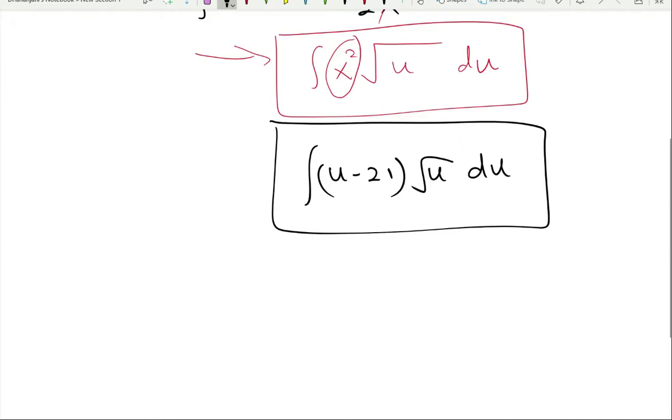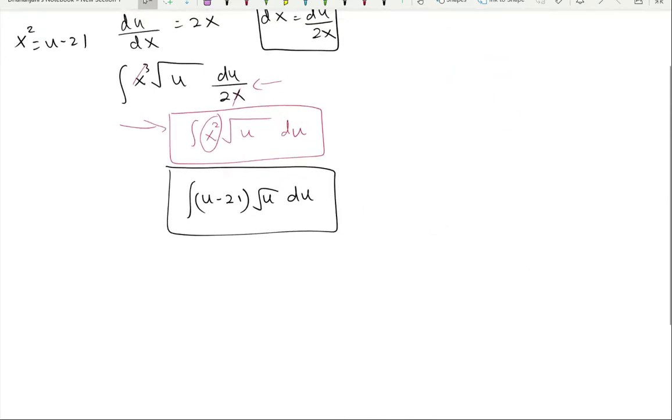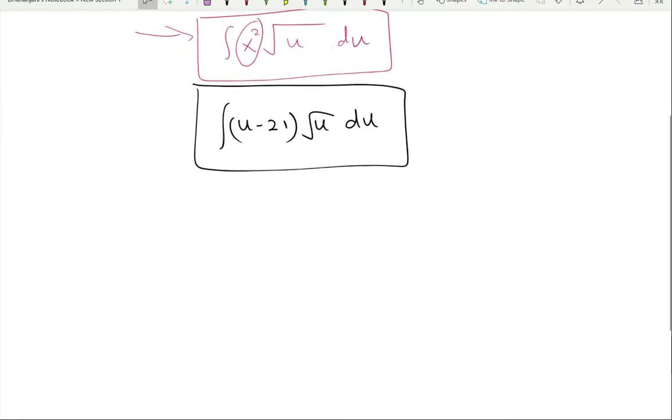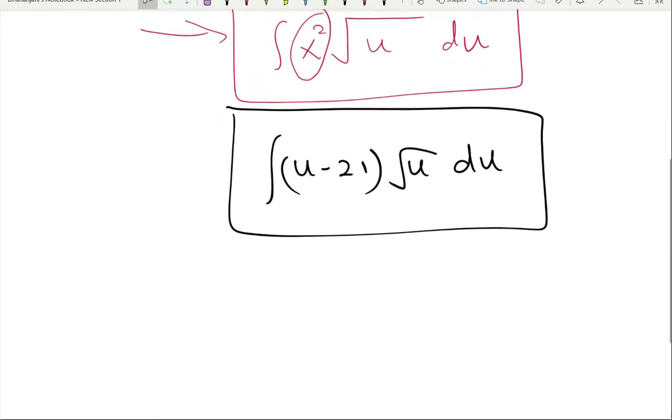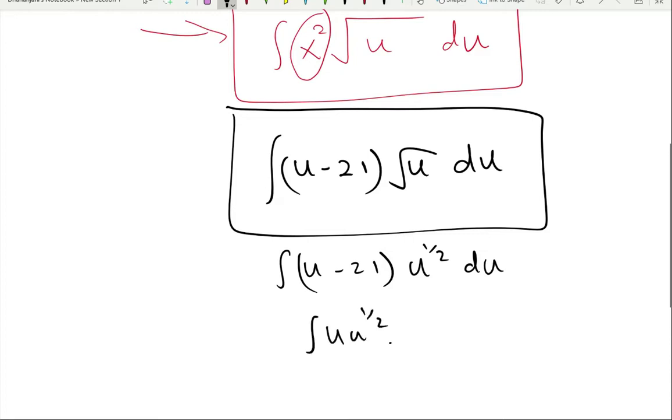It looks a little bit complicated, but we can still integrate this new integral with respect to u using basic integration rules. How can we do that? Well, the square root of u, I can write as u to the half. That's a start. Now what else can we do? Here we can use an algebraic trick where I can FOIL everything, right? We can FOIL u minus 21 times u to the half, or you can bring that u to the half into the parentheses. So it will be u times u to the half minus 21 u to the half.